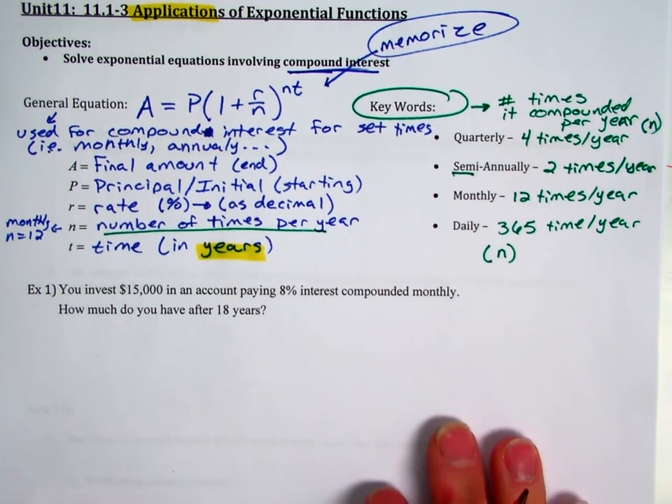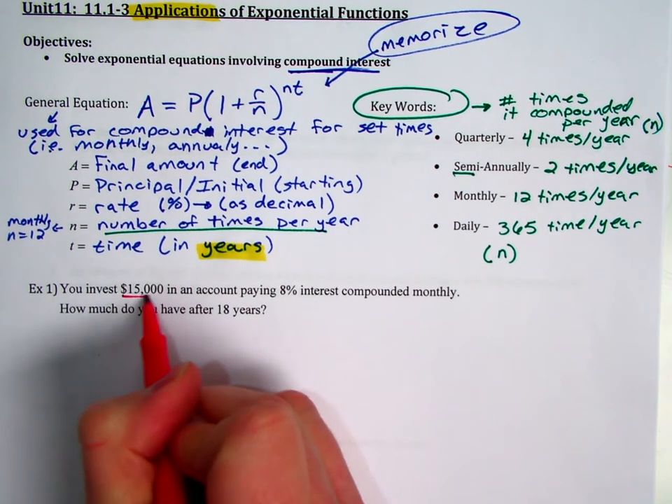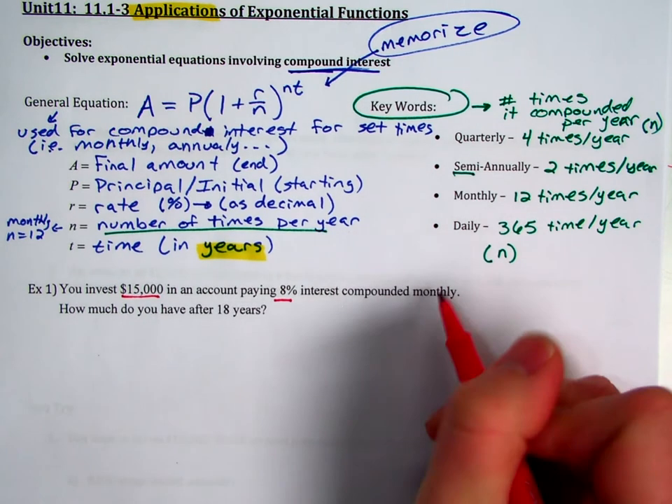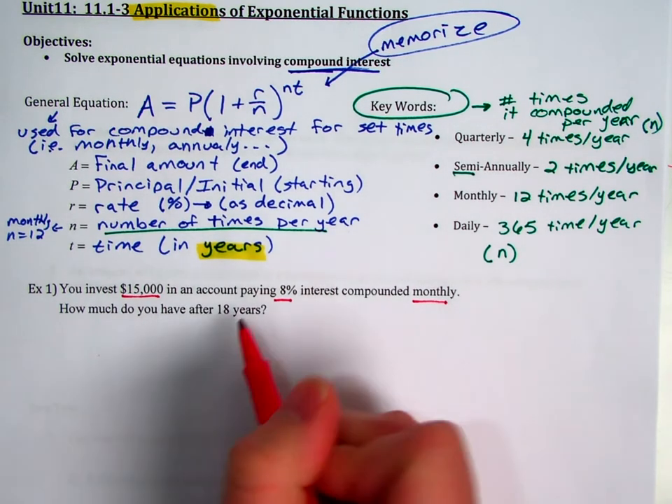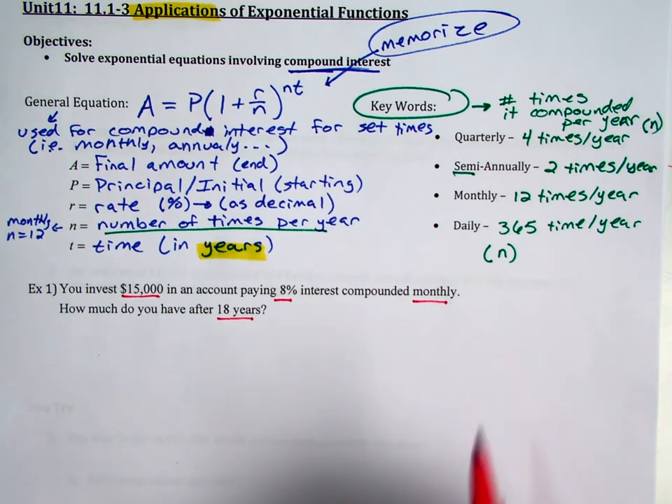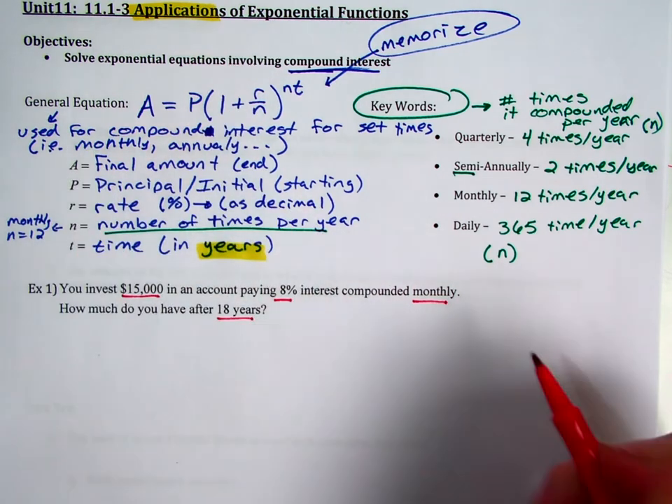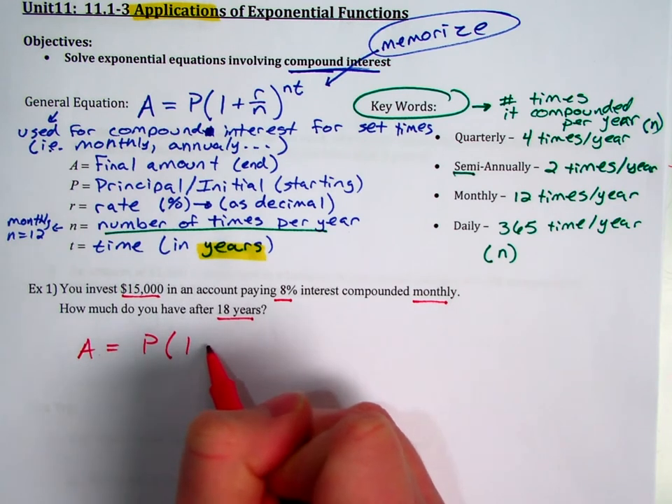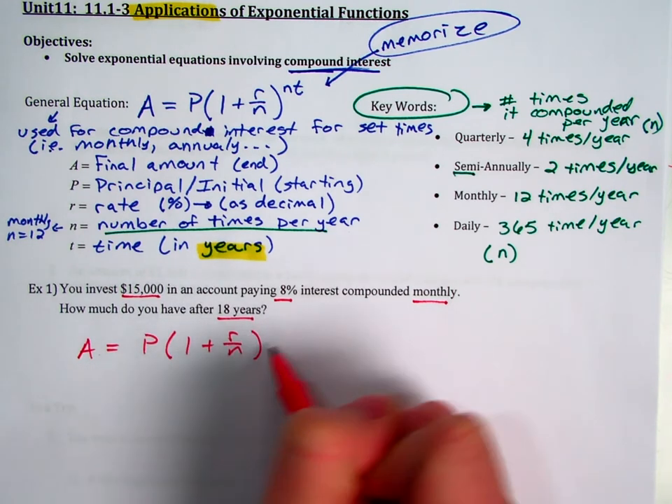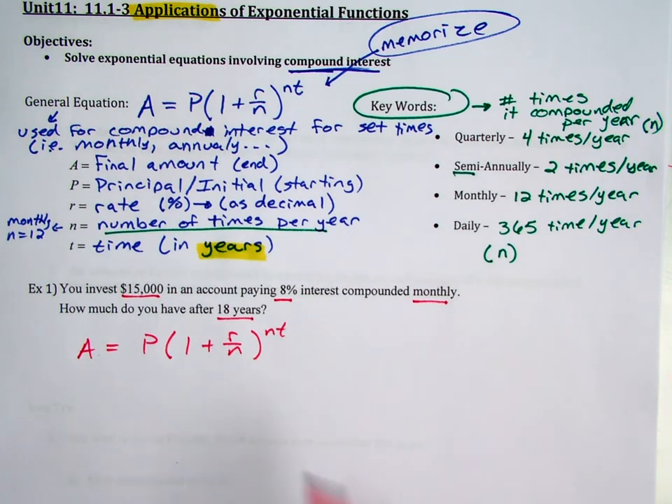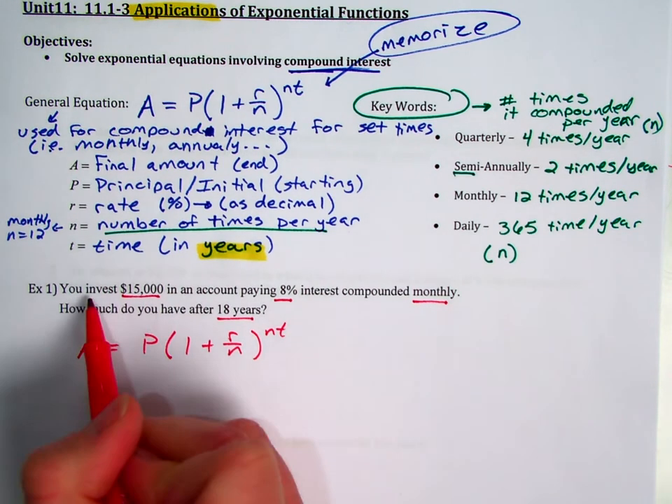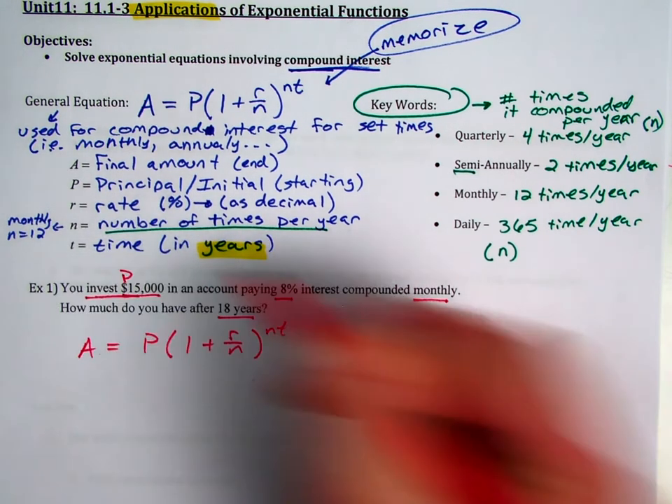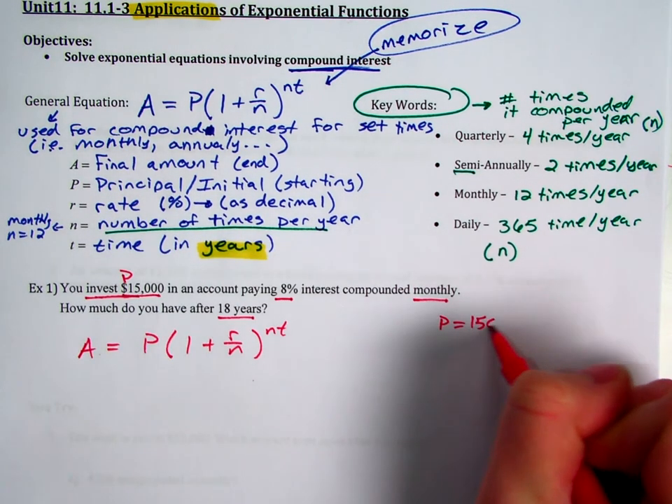So looking at example 1, you invest $15,000 in an account that pays 8% interest rate compounded monthly. How much will you have after 18 years? So, because I know that it's being compounded monthly, I should automatically realize that I'm using the formula A equals P (1 plus R over N) to the NT. So now I have to decide what each one of these things are. So if I'm investing $15,000, that's going to be my starting amount. So that really is my P for my principal. So I know my P is $15,000.